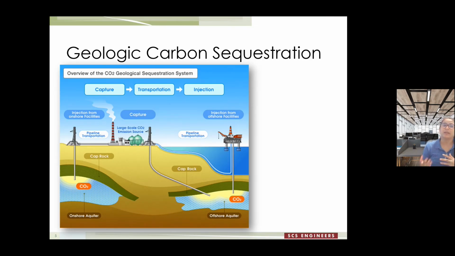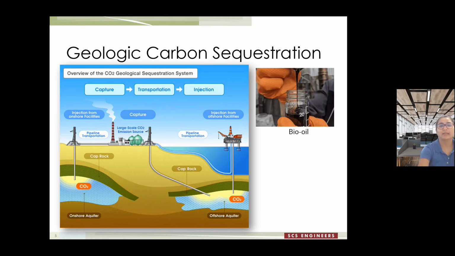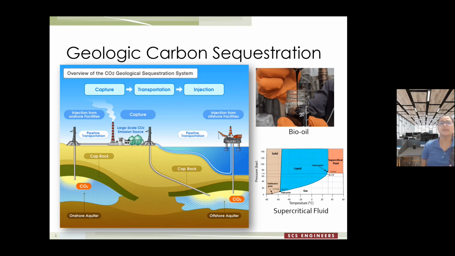And then you have the man-made way, which is the geologic carbon sequestration. So human beings, we capture the carbon dioxide, we transport it, and then we inject it deep within the geologic formations below the Earth's surface. And the way you store that carbon dioxide, you can do it in several forms. One of them is bio oil, which is sort of like a tar-like substance, which secures the carbon dioxide. And the second is as a supercritical fluid.